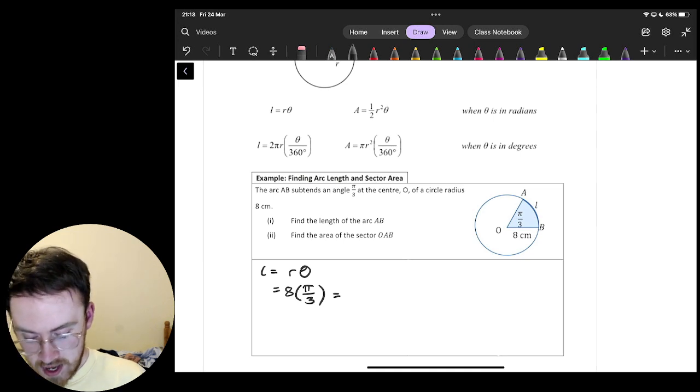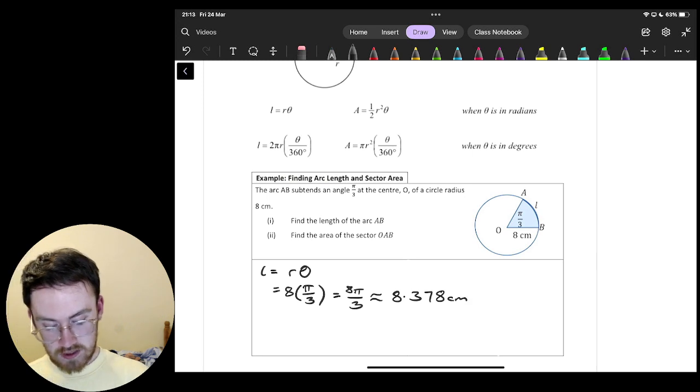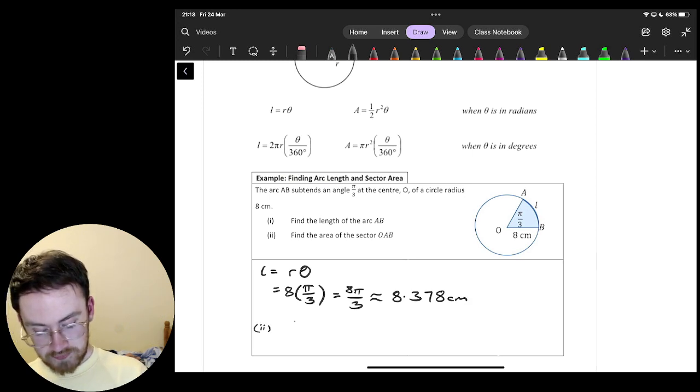Okay, and following that through, we get an answer of obviously 8 pi over 3, and we can work that out exactly, which is 8.378 centimeters. Okay, so let's go with centimeters, and then find the area is a half r squared theta.